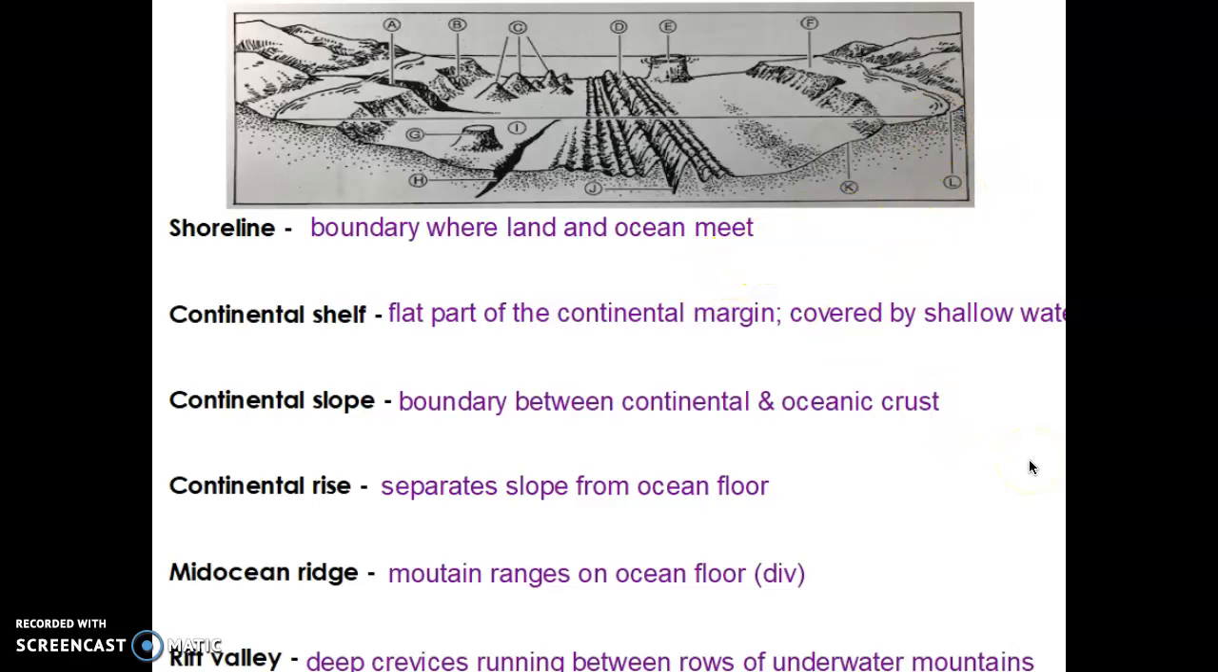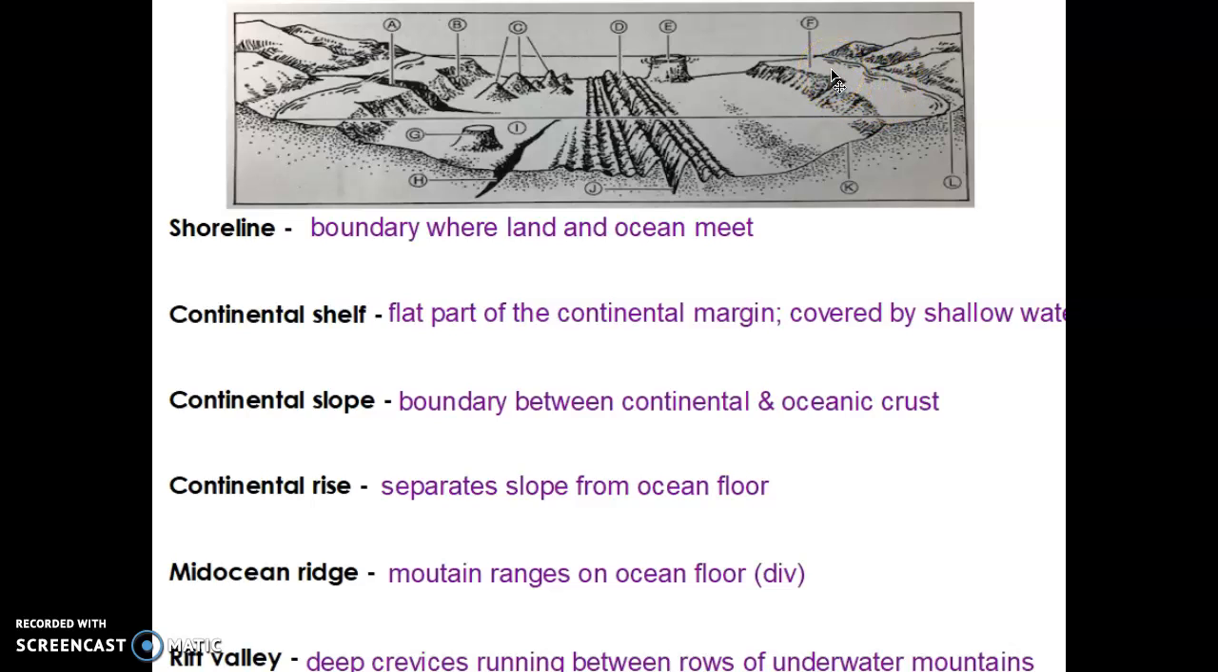The continental shelf is just like it sounds, it's the flat part of the edge where the land and the ocean meet, and it's usually covered with shallow water. Now, shallow is relative. We're still talking like 200 meters, which is 600 feet or so. But generally speaking, that's shallow compared to everything else. So the shelf is actually F. See how it looks like the flat part here.